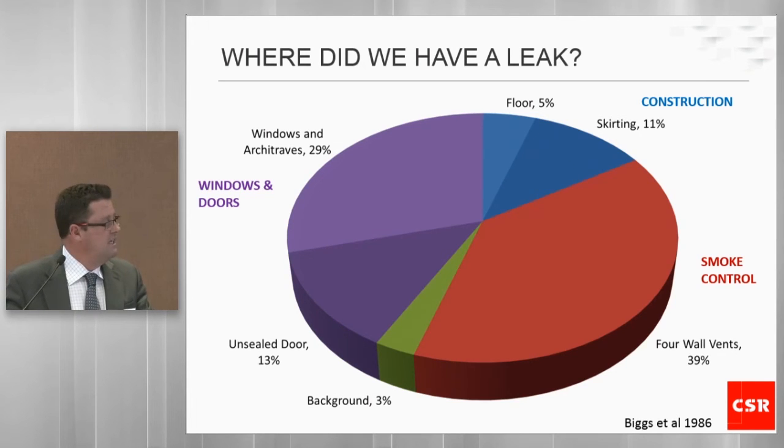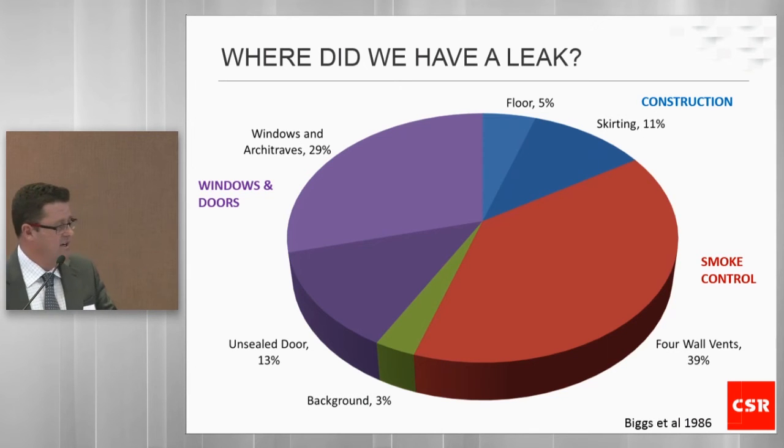So as you can see here, wall vents accounted to 39% of the heat of the air leakage in these days. Probably some other figures: windows and architraves 29%, unsealed doors 13%, skirtings 11%. So it gives you a pretty good idea as to where we should be targeting if we want to make the buildings a little bit more airtight.